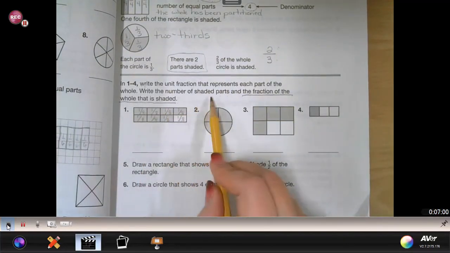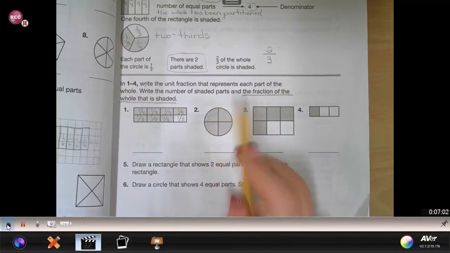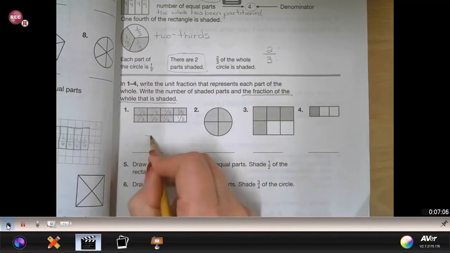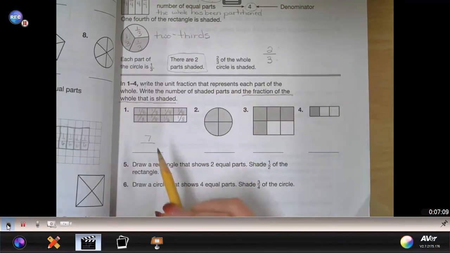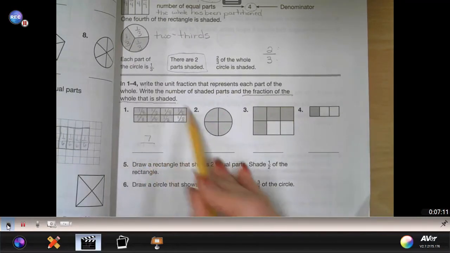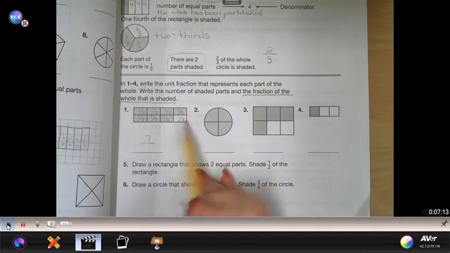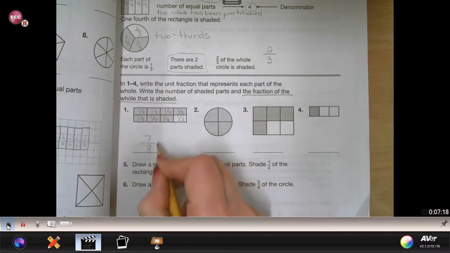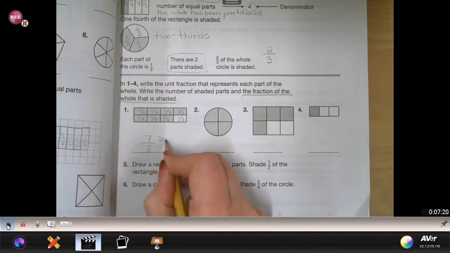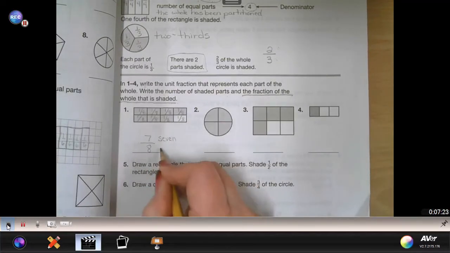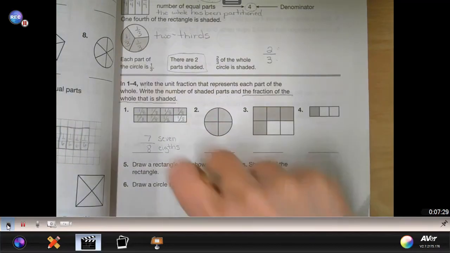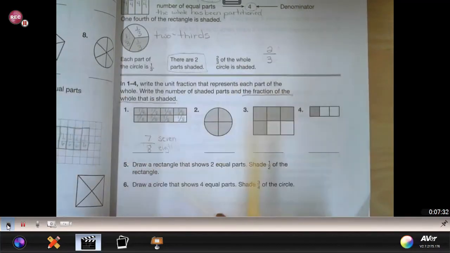Now, the next part it wants you to tell is the shaded parts. So I have 1, 2, 3, 4, 5, 6, 7 shaded pieces. And remember, your denominator is all the parts of this rectangle. So we know one more would make 8. So when you go to write this, I want you to write in words 7/8 with a TH, 8ths. And I did not spell that correctly. I knew that looked a little strange.